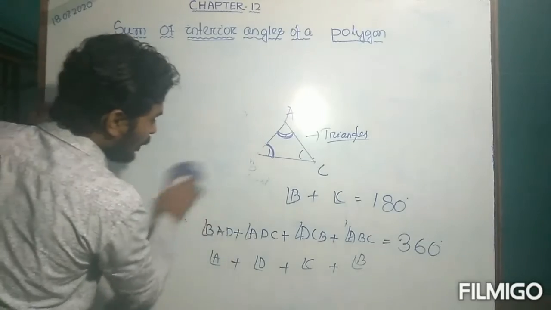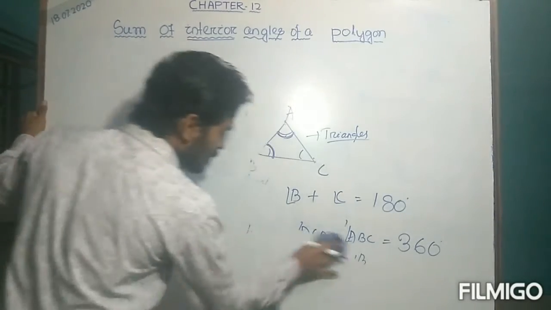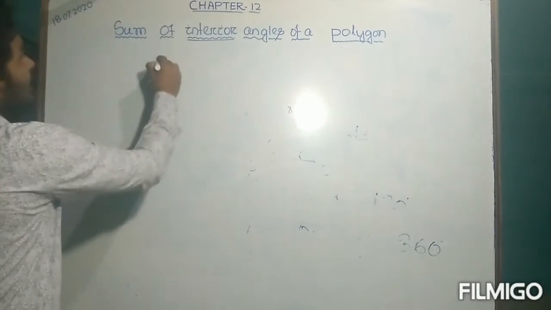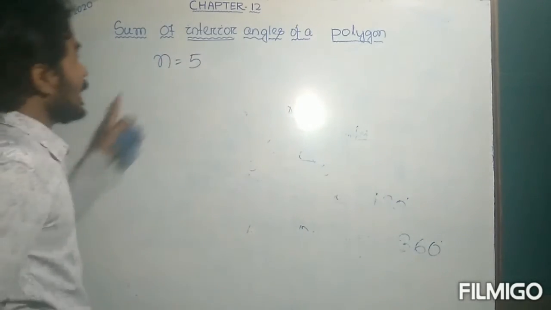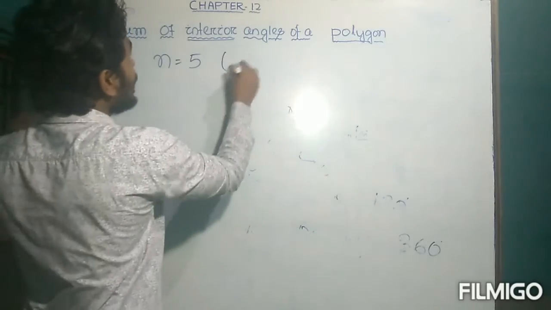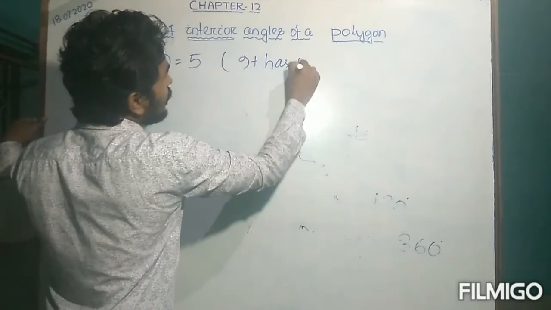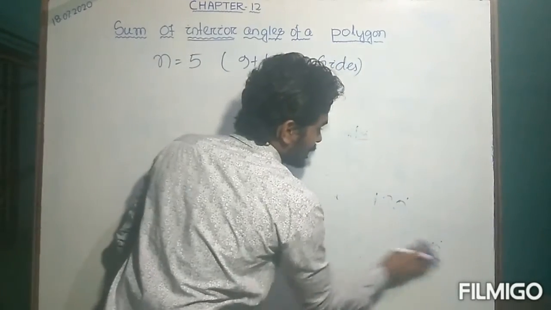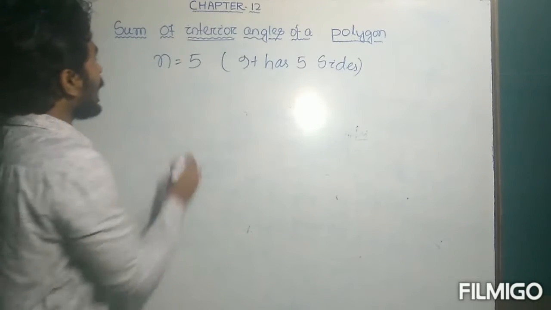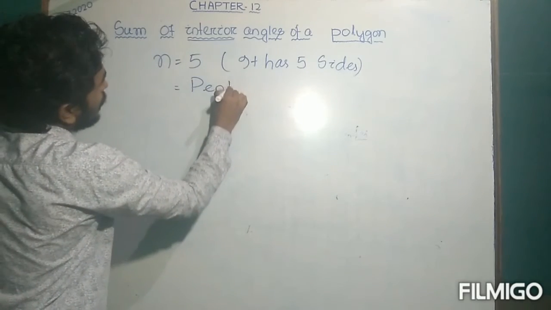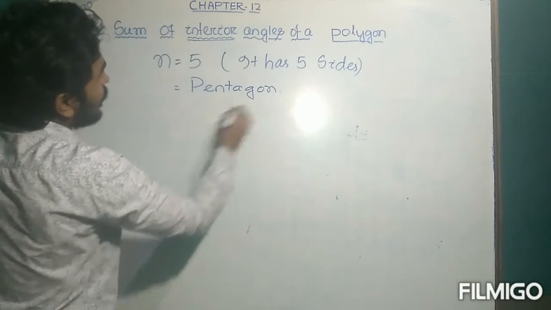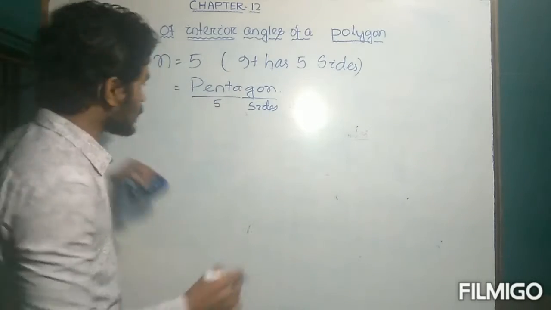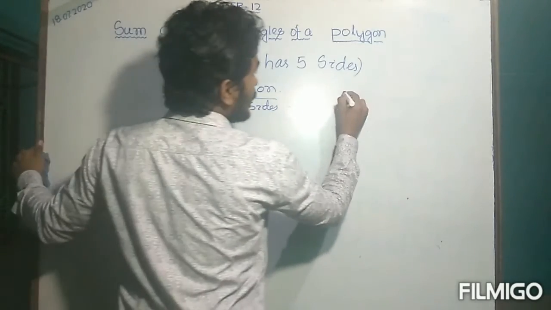But if the number of sides is more than 4, then what is the sum of the interior angles? Let us check. Suppose there is a question where n is equal to 5. N is equal to 5 means it has 5 sides. So what is the sum of the angles? As we know, if n is equal to 5, then it is known as a pentagon. Penta means 5, gon means sides. So it has 5 sides. So let us draw a pentagon. I am drawing it here.